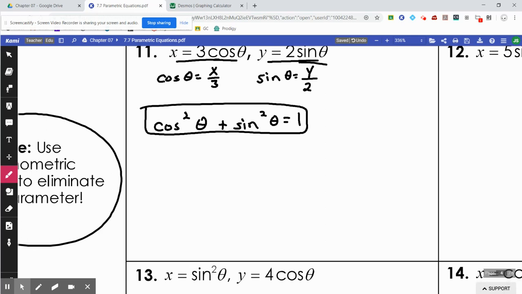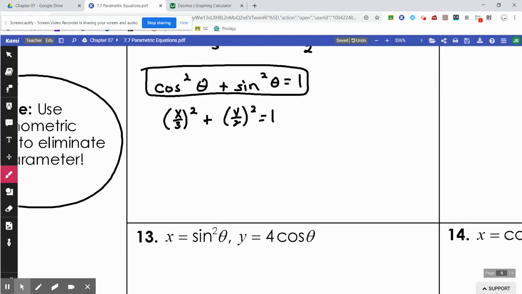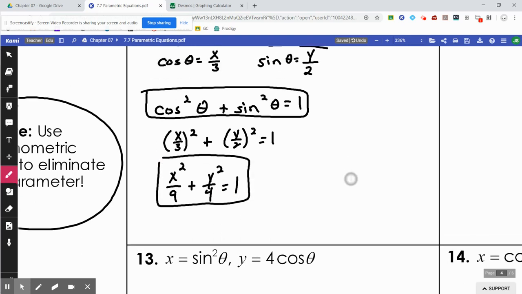Since the cosine is x over 3, then cosine squared will be (x over 3) squared, plus sine squared will be (y over 2) squared, is equal to 1. And now we have it in terms of x and y. So that'll be x squared over 9 plus y squared over 4 is equal to 1. And if you don't remember, that would be an ellipse.